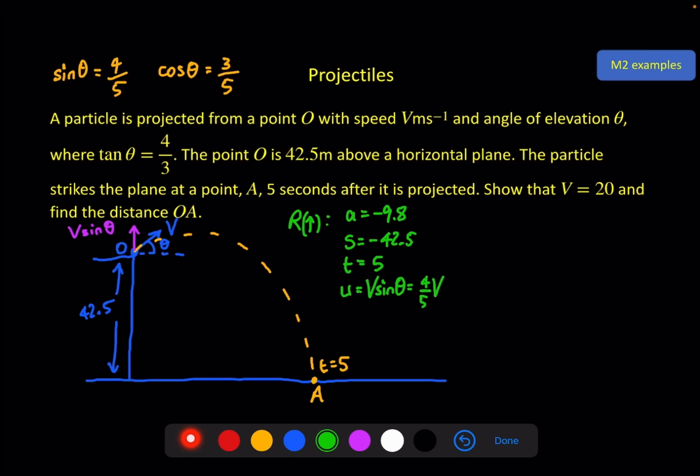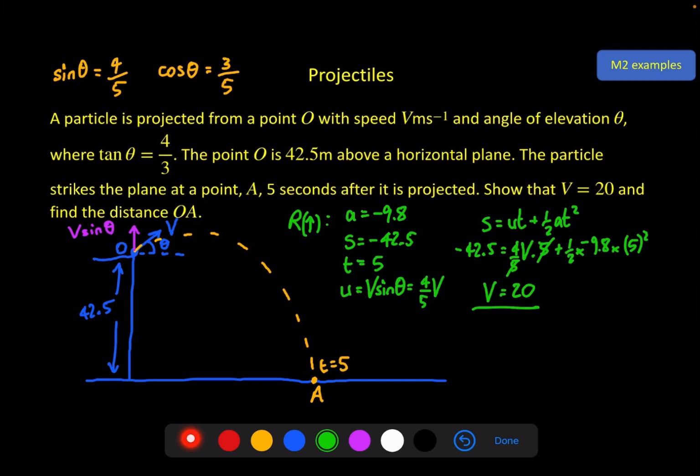Now the formula we're going to use is s equals ut plus a half a t squared. Put all of the information in. Minus 42.5 equals 4/5 of capital V times time, which is 5, so they cancel, plus a half times minus 9.8, and t squared, 5 squared. Solving this equation gives us V is equal to 20, which of course should not be a surprise because they told us that in the question. So that has been shown to be true.